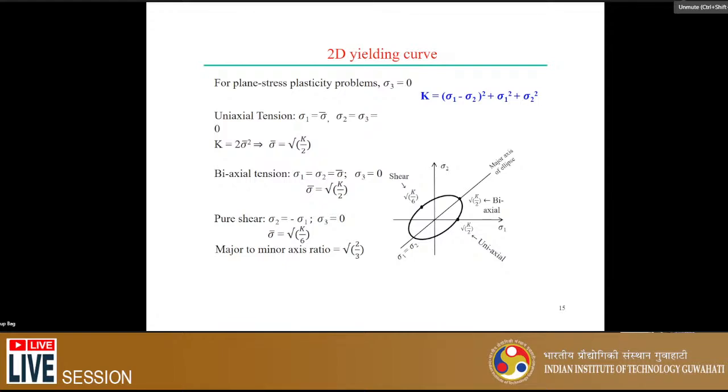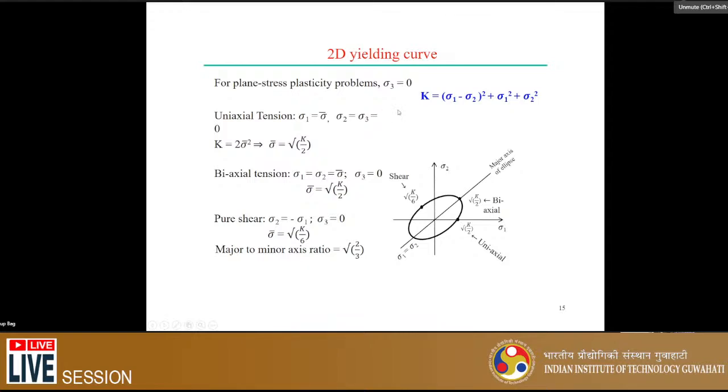Similarly, suppose you are testing the sample in the pure shear condition. Mathematically, the pure shear condition exists if the principal stress sigma 2 equals minus sigma 1 and sigma 3 equals 0. From there we can find a relation for the value of sigma bar, so that is root over k by 6. So it means, for example, that you are representing the sigma 1, sigma 2 axes, the two principal stress axes.